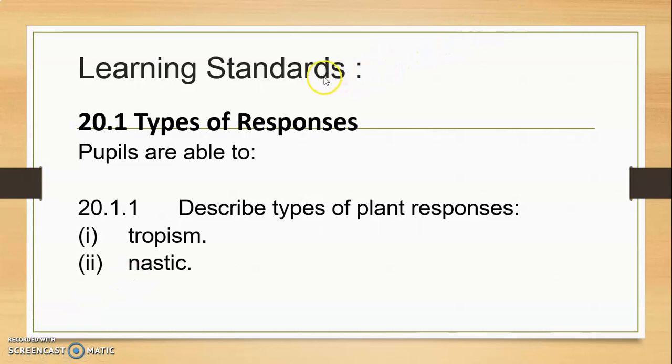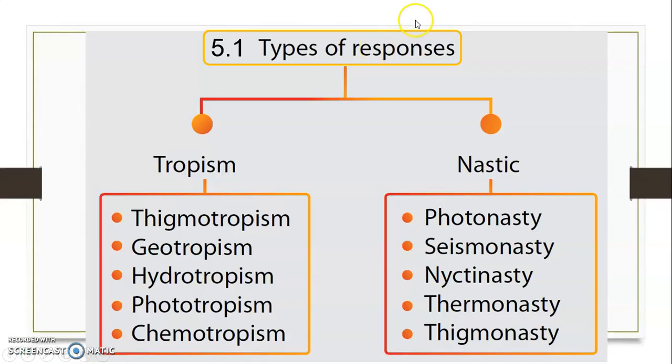Okay, let's go to the learning standards. The learning standard that you have to cover for today: you are able to describe types of plant response, which are divided into 2 types. First is tropism, and second one is nastic. So these are the learning standards that you have to cover for today. Type of response can be divided into 2 types. First is tropism, second one is nastic.